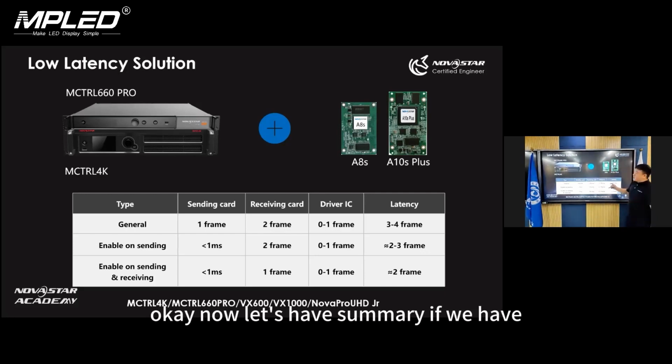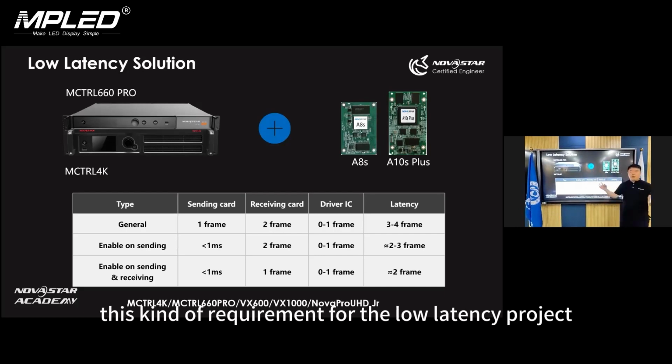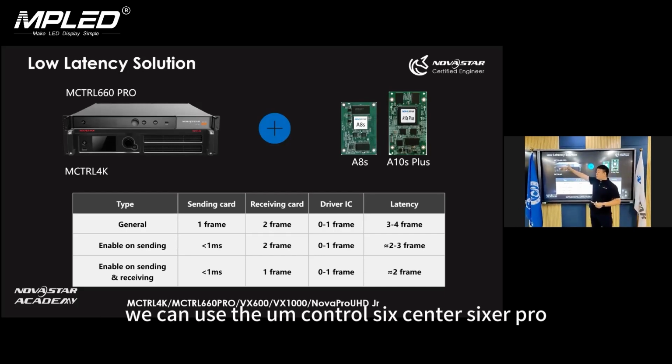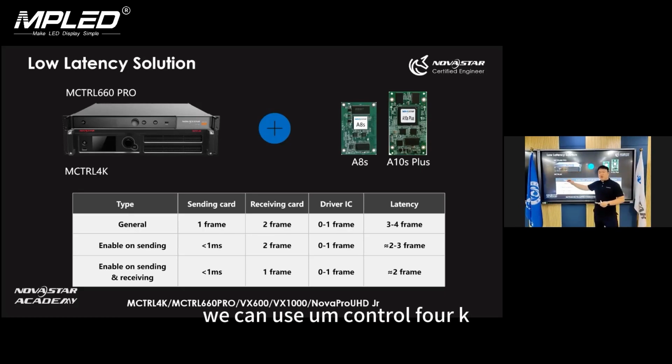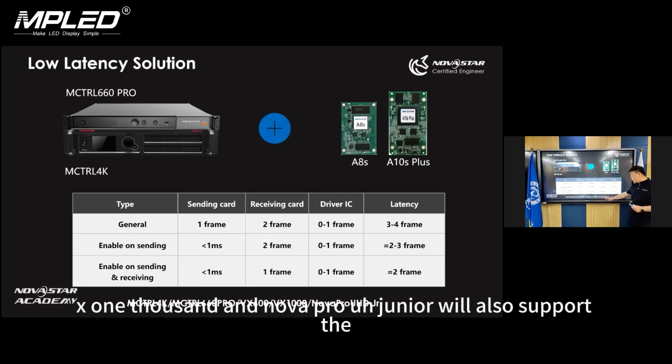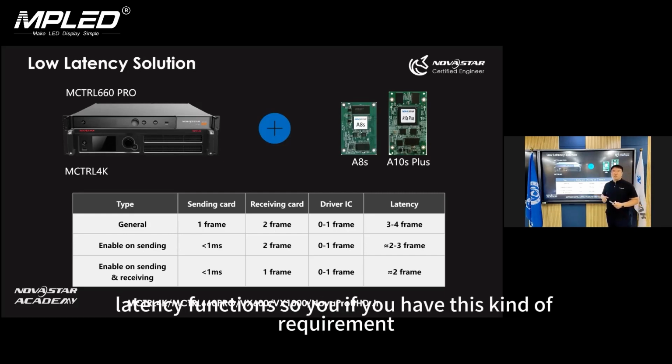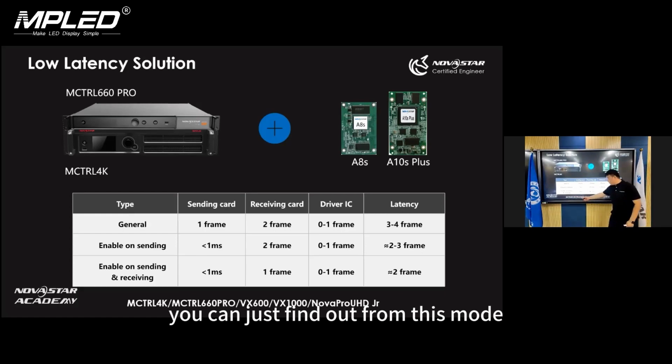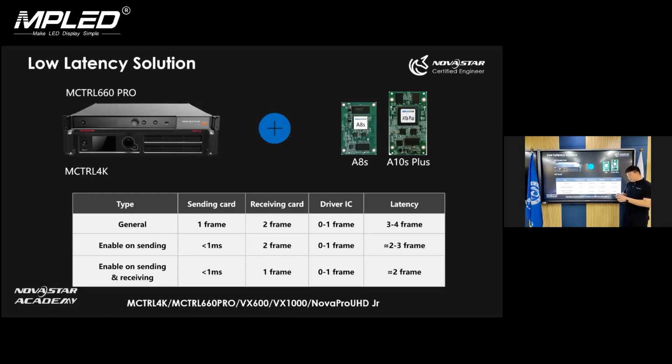Okay, now let's have a summary. If we have this kind of requirement for the low latency project, we can use the ARM-Control 660 Pro, we can use ARM-Control 4K. And also we just mentioned the VX600, VX1000, and the Nova Pro UHD Junior. We also support the low latency functions. So if you have this kind of requirement, you can just fan out from this mode.